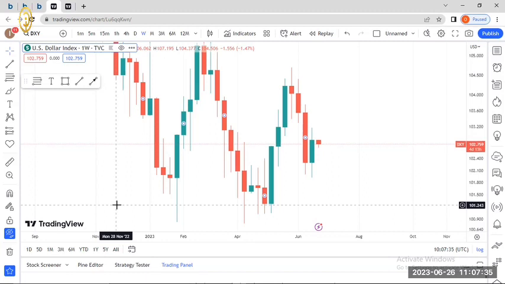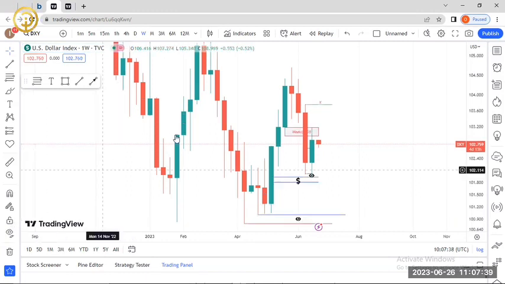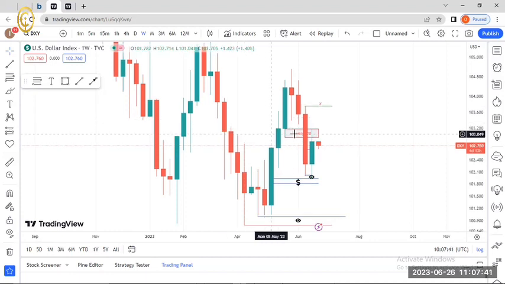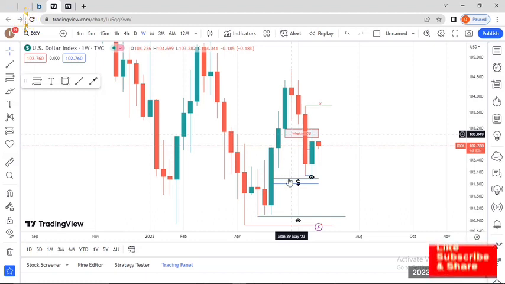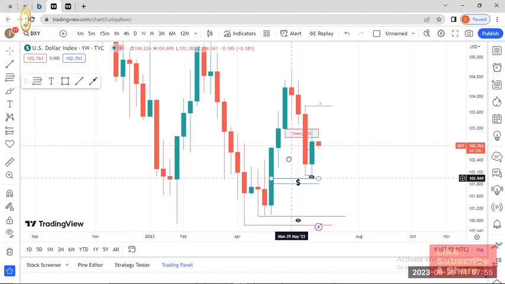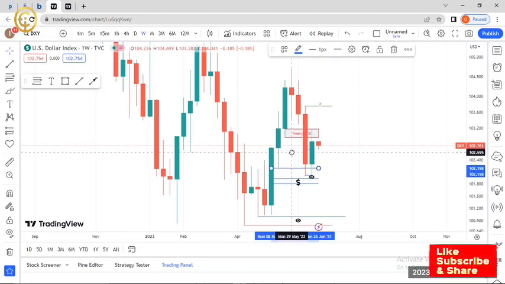So let me just go quickly and put up the markers for you. So this is my weekly bearish order block here. Now, this is the first low you'll be looking at as of this particular time frame. So let me just highlight that. Let me make it red.